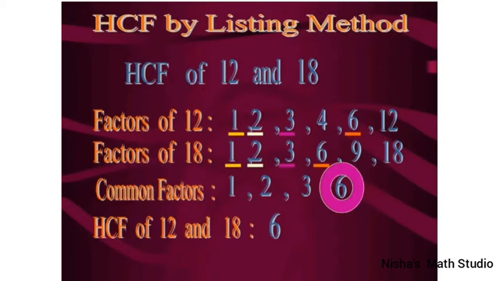First, let's try to understand the listing method to get the HCF. We have to list the factors of the given numbers. In this example, it is 12 and 18. The factors of 12 are 1, 2, 3, 4, 6 and 12. Similarly, the factors of 18 are 1, 2, 3, 6, 9 and 18. Note the common factors. They are 1, 2, 3 and 6. Among this, 6 is the highest. Therefore, the highest common factor of 12 and 18 is 6.